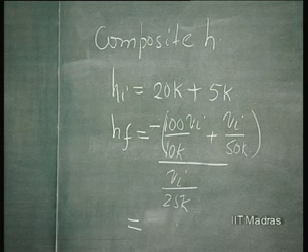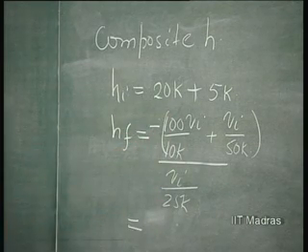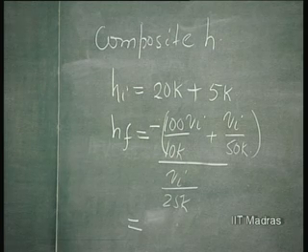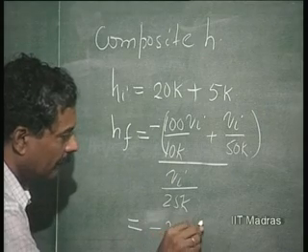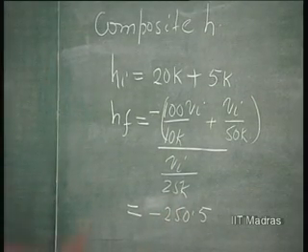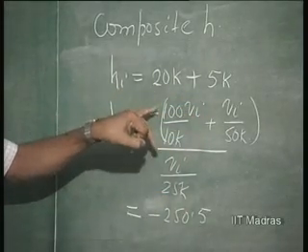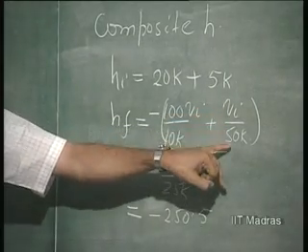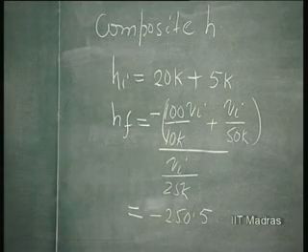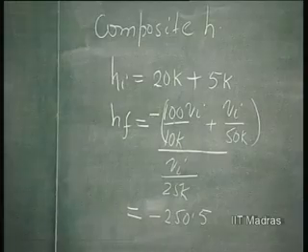So, 250.5, is that correct? How much is this? 25 goes up. So, 2.5, 250 plus 0.5, 250.5. Is it clear? VI gets cancelled, this 25 K will go up. So, 25 by 10 is 2.5, so 250, 25 by 50 is 0.5. So, HF is 250.5, the composite HF.